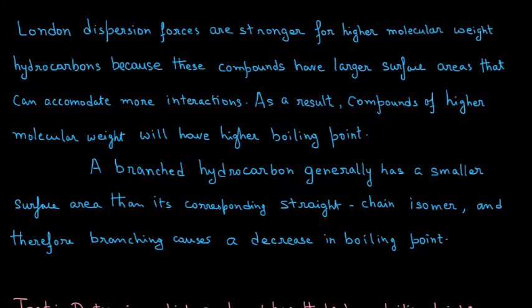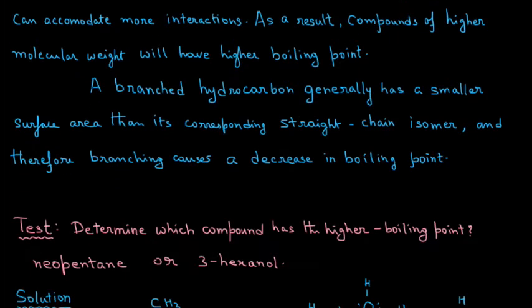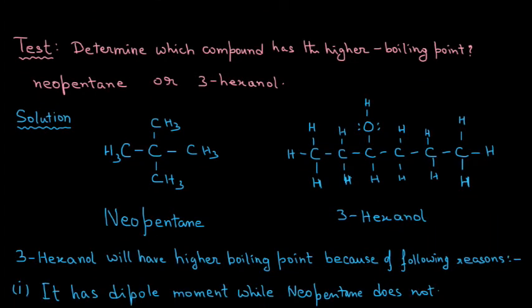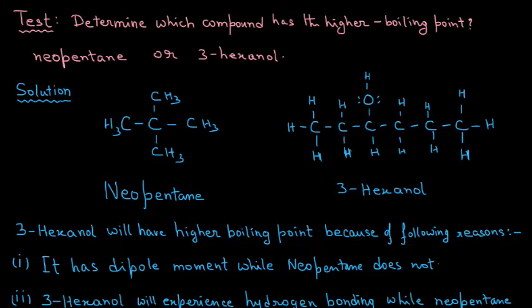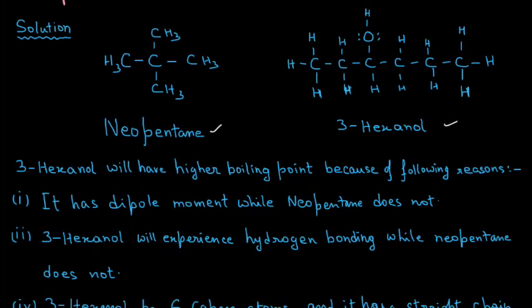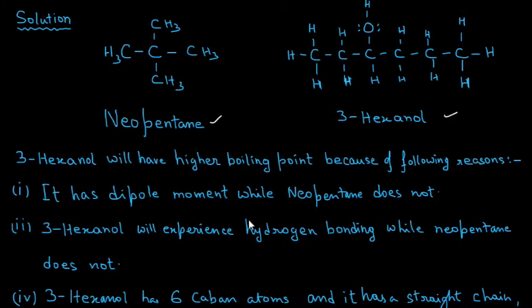Now let us see a few questions based on this concept. Determine which compound has the higher boiling point, neopentane or 3-hexanol. So this is neopentane and this is 3-hexanol. So this is the structure. Let us see the answer first, then I will explain.